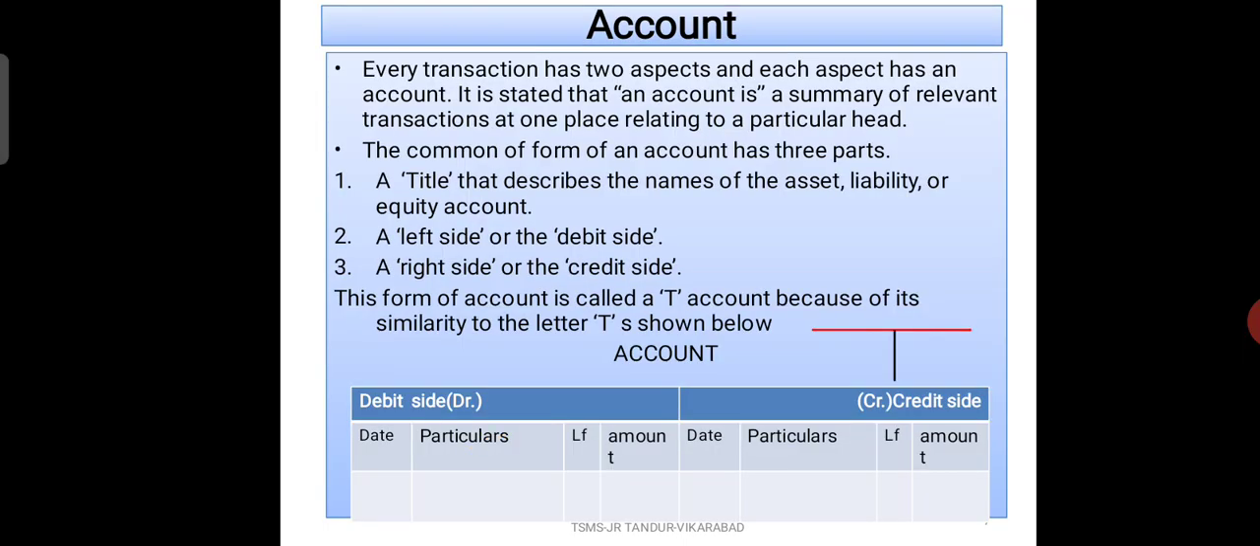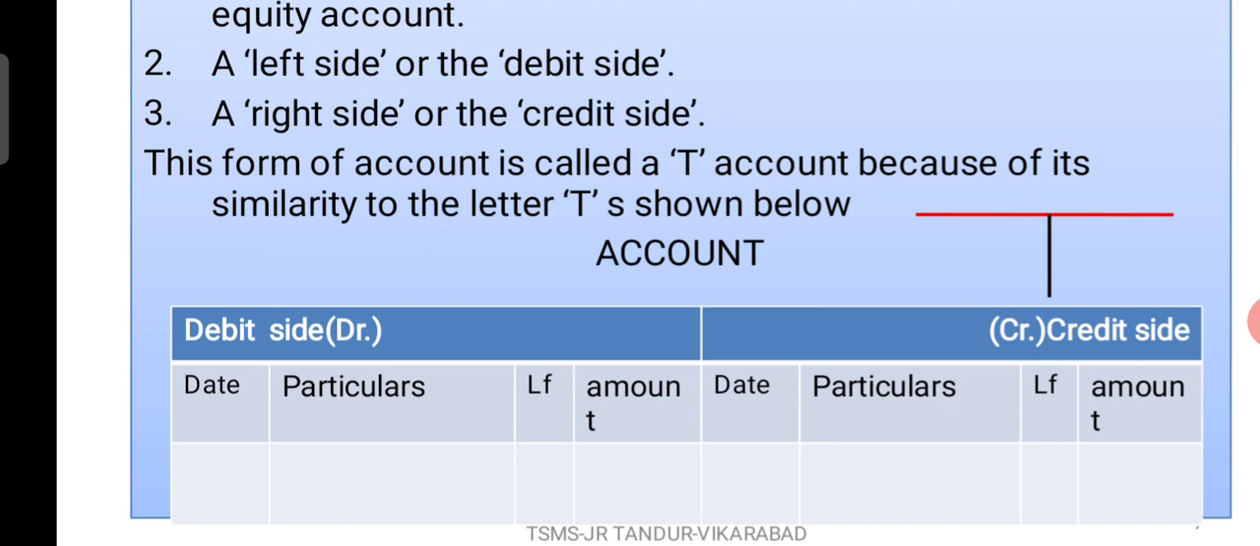And here I have given the ledger account pro forma in detail. There is a debit side and a credit side. On the debit side there will be 4 columns, and on the credit side also there will be 4 columns. On the debit side: date, particulars, LF number, amount. These are the columns that we have to show. Similarly, on the credit side there are 4 columns: date, particulars, LF number, amount. Here LF number means ledger folio number.